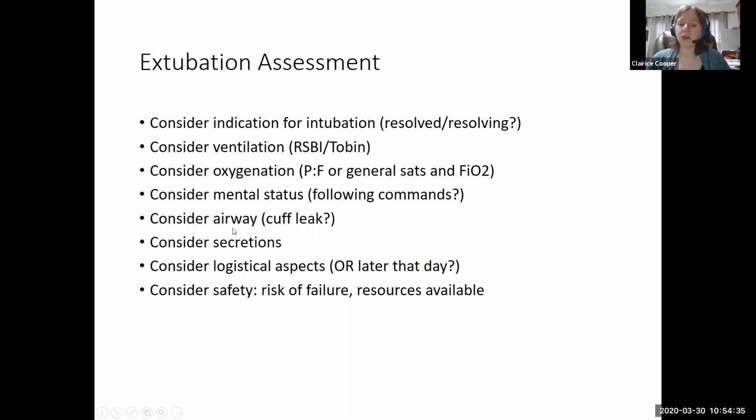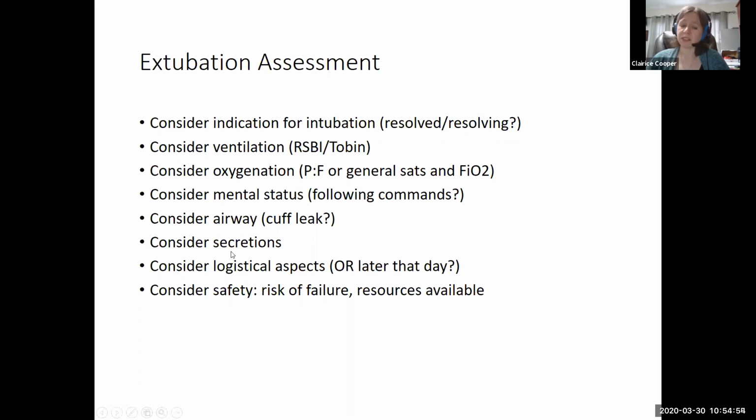We want to consider the airway, meaning is there a cuff leak? Meaning if we deflate the balloon on the endotracheal tube, does air leak around it? Do you hear a gurgle? If you do, that means there's plenty of room in the airway. If you don't, it means you might need to reassess the airway itself. We want to consider their secretions.